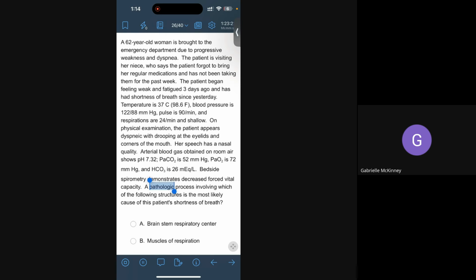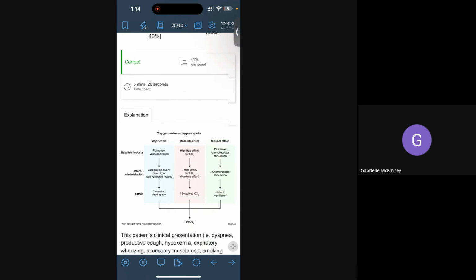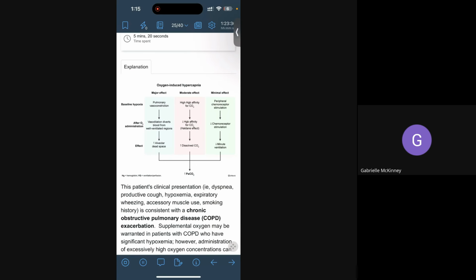Doc, I have a question. How was that last answer ventilation perfusion mismatch? I understand why all the other ones were wrong, but I don't understand why that one was right. Okay, I got your point. So how does oxygen act? The major effect of oxygen is pulmonary vasodilation. The vasodilation diverts blood from the well ventilated regions into the other areas.